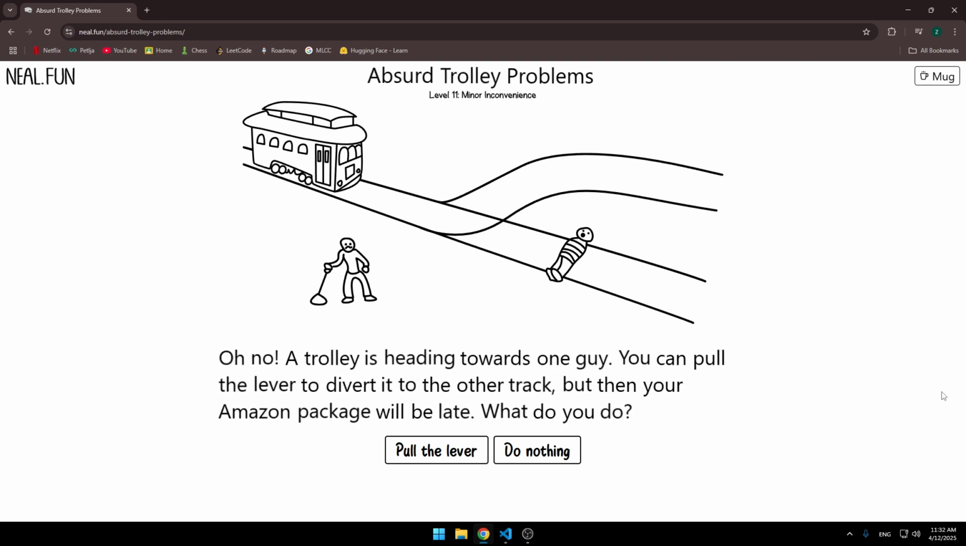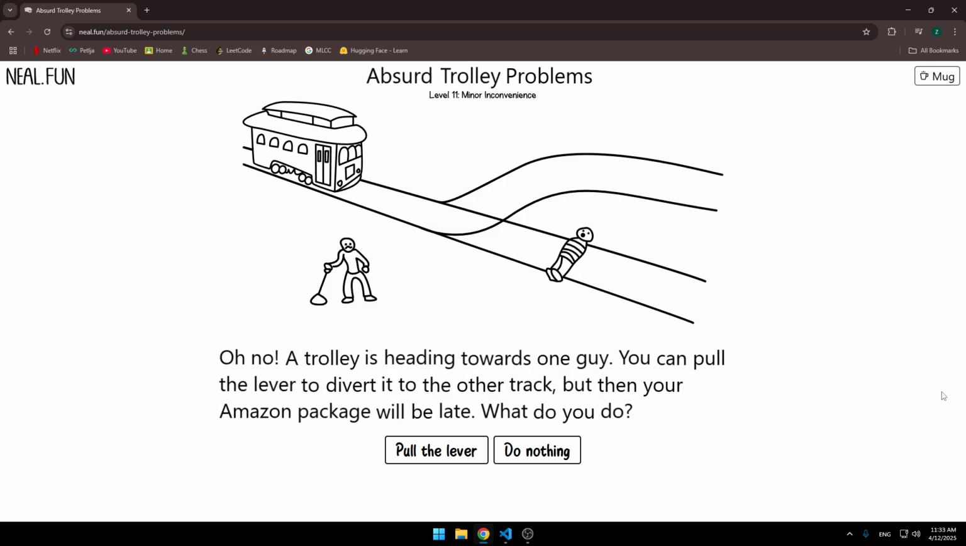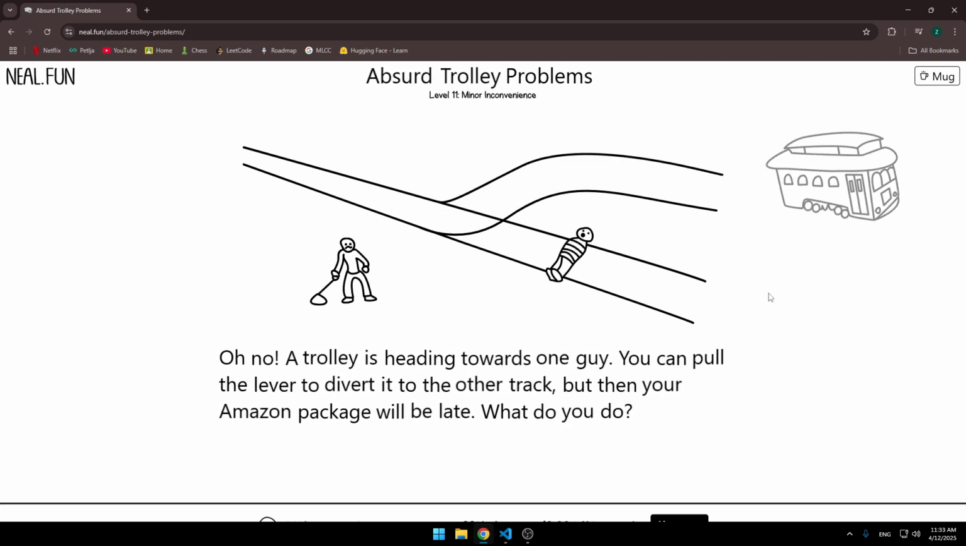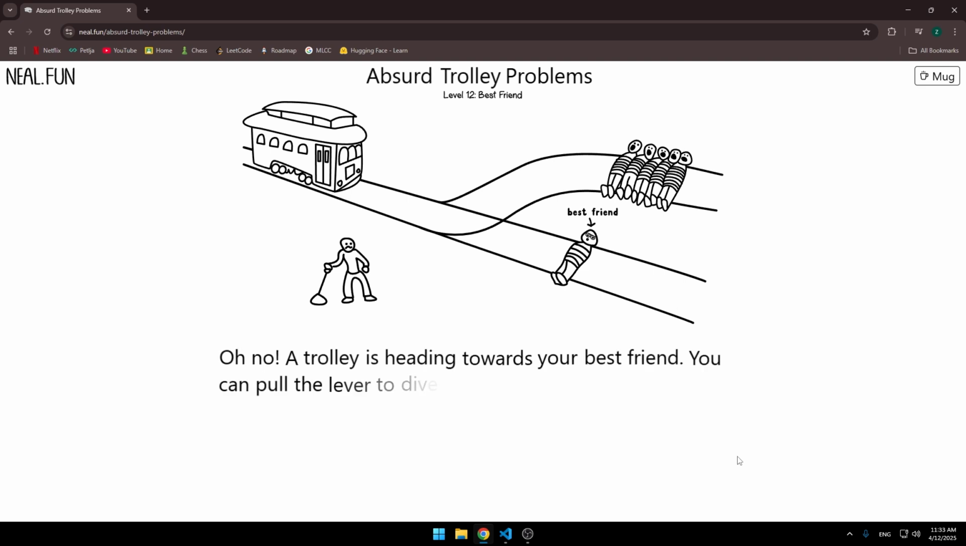Pull the lever. Saving a life outweighs a delayed package. It's a clear ethical choice, prioritizing human well-being over consumer convenience. Winking face. Ooh, okay, starting to get fancy with me. This is some Spanish. God damn it. I would not do anything here, but I guess we'll pull the lever. We do what the AI says, okay? But it has to make up for my Amazon package there. Come on now. Let's see.